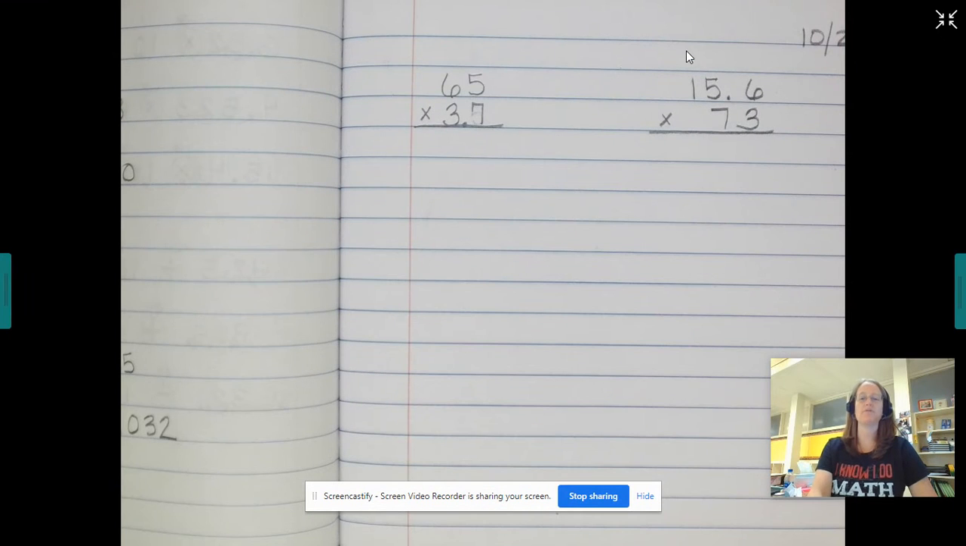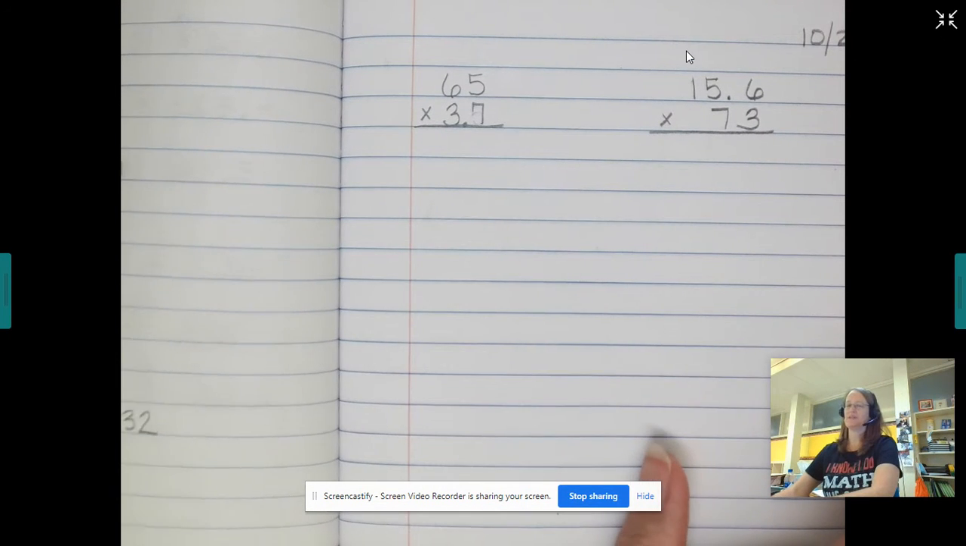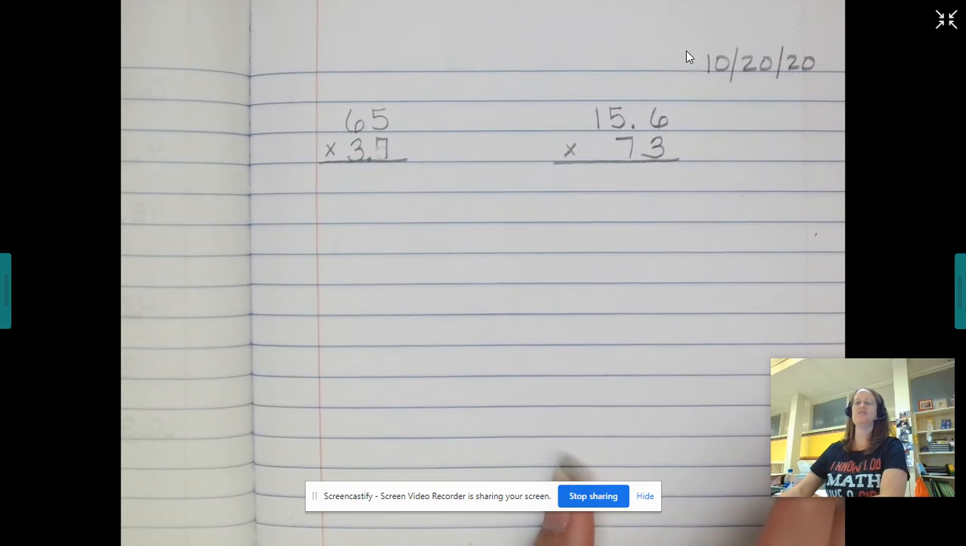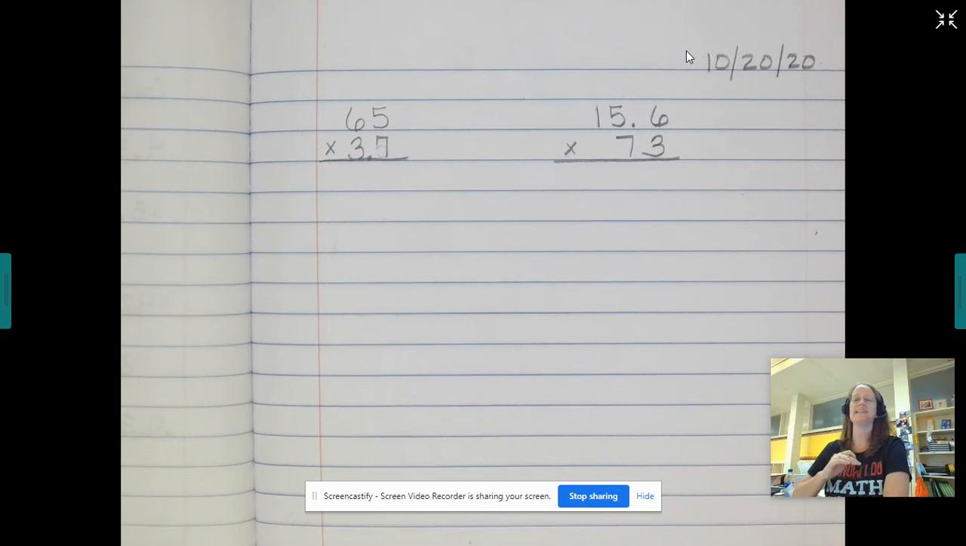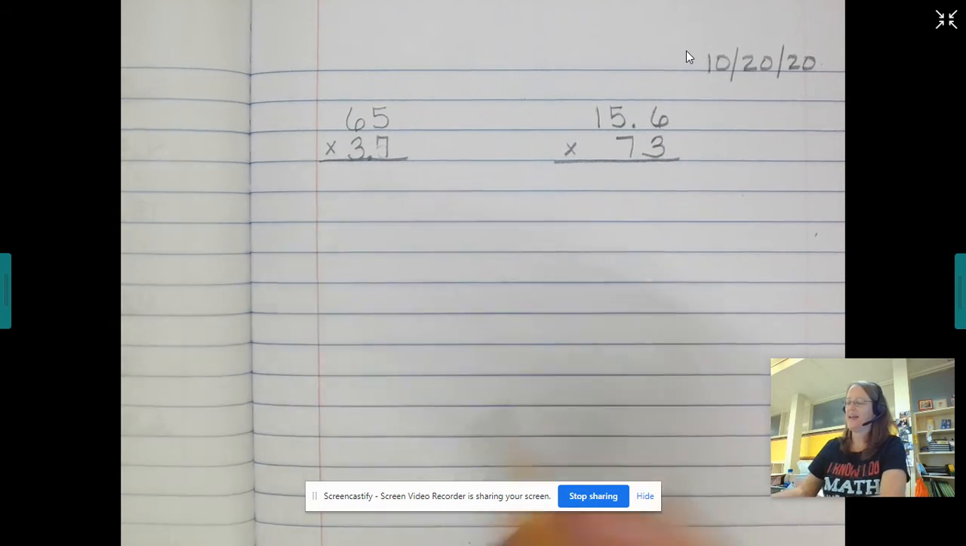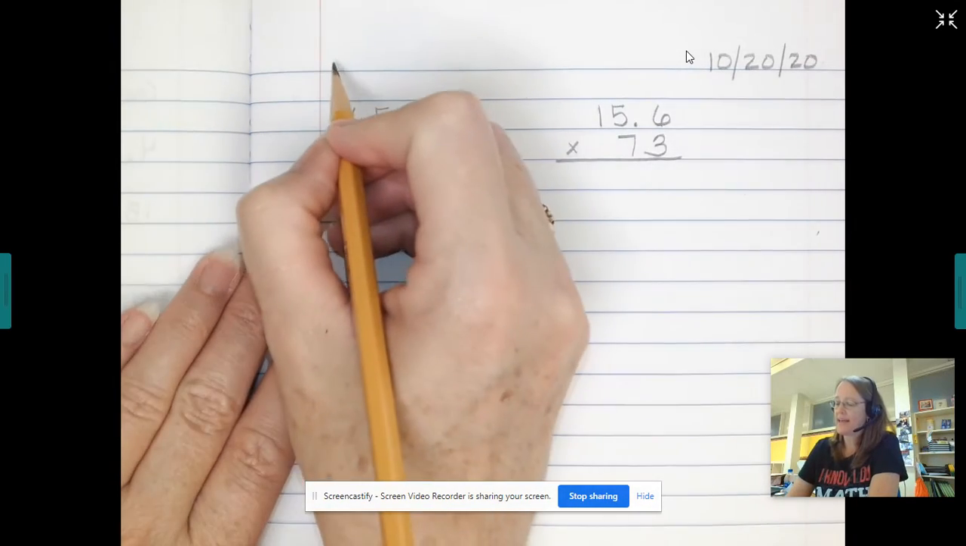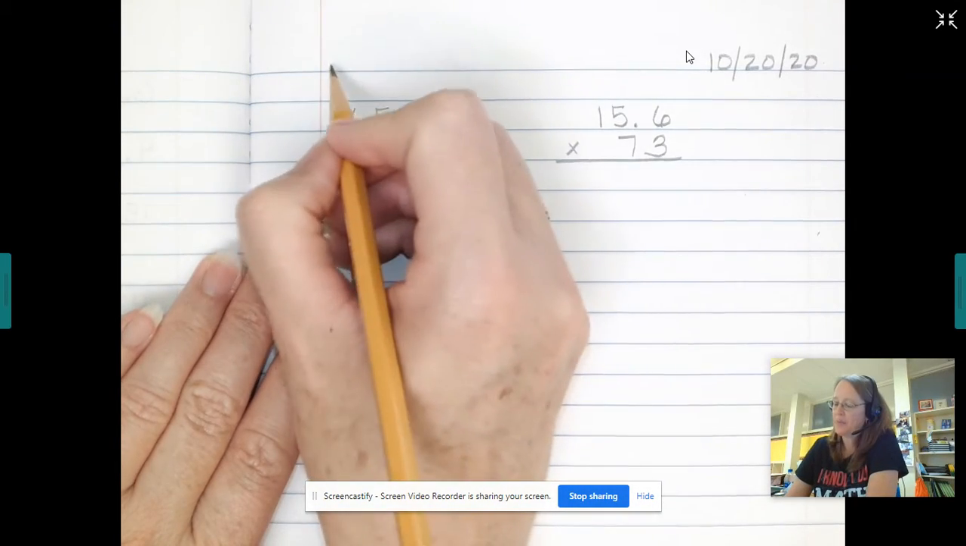So hopefully you have your journal out. You need to be on the next clean page. Today's date is 10/20/20. And we did not write our I can. Maybe we can squeeze it in up here.